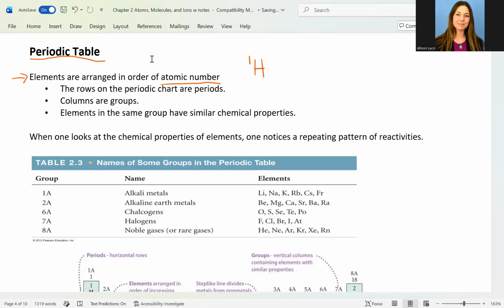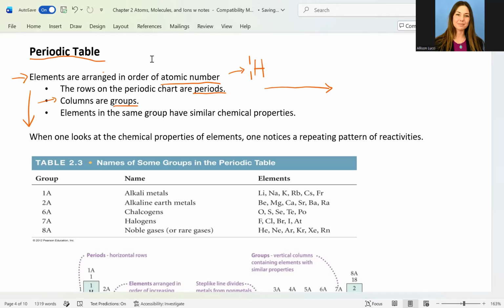It has 1 proton. If it's a hydrogen without neutrons, it would have this elemental symbol here. So we expect to see hydrogen first on the periodic table. We're going to see that there are rows on the periodic table, which are called periods. So going from left to right horizontally, we have periods or rows. And then we have columns, which are vertical. And these columns are referred to as groups.